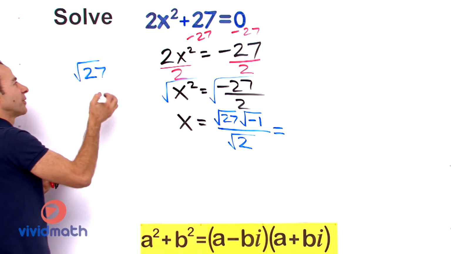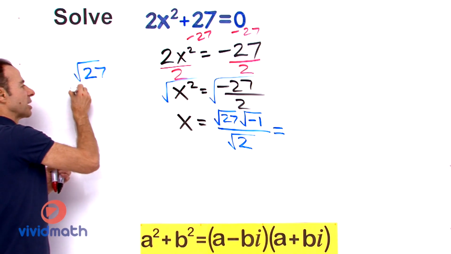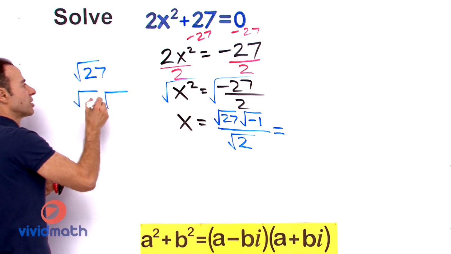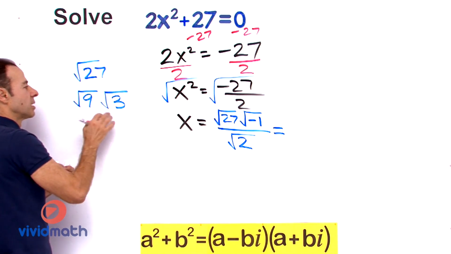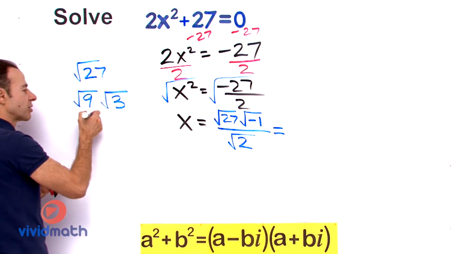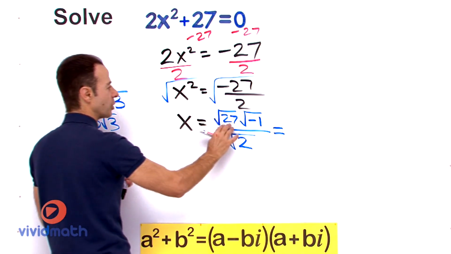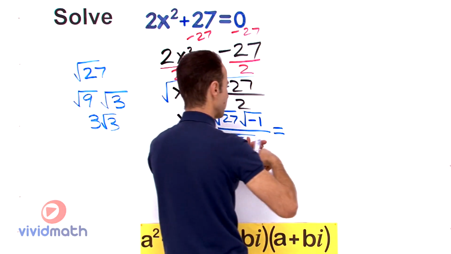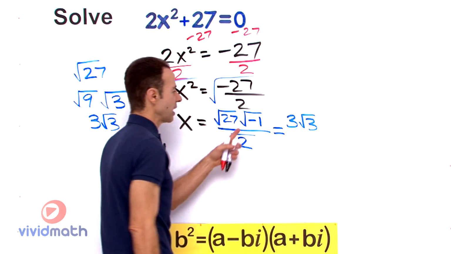We could simplify it by breaking it up into numbers that multiply to give 27. One of them could be a perfect square, like 9 times 3. The square root of 9 is 3, so this becomes 3 root 3. So we can replace the square root of 27 with 3 root 3. And we also have the negative 1.